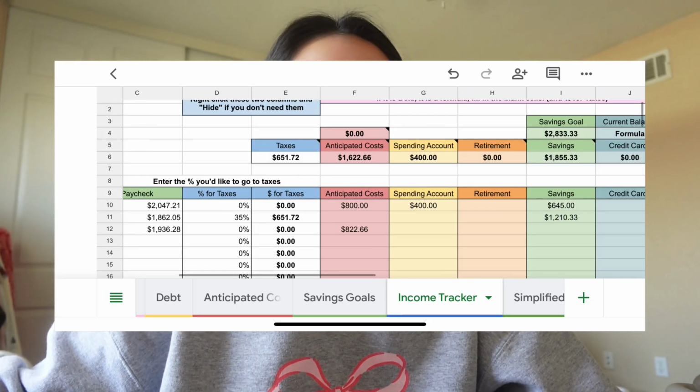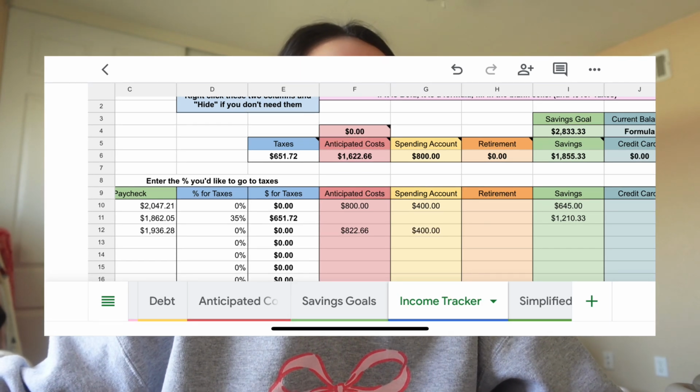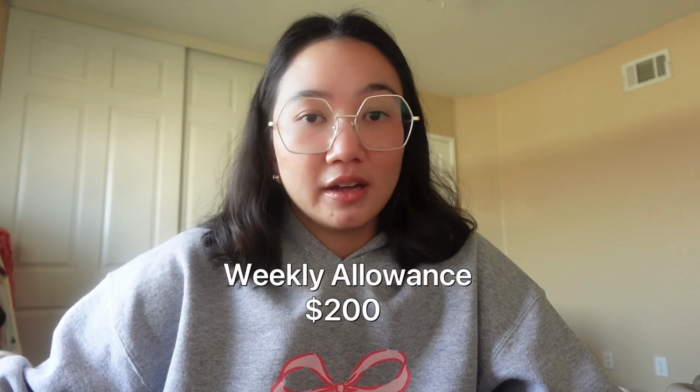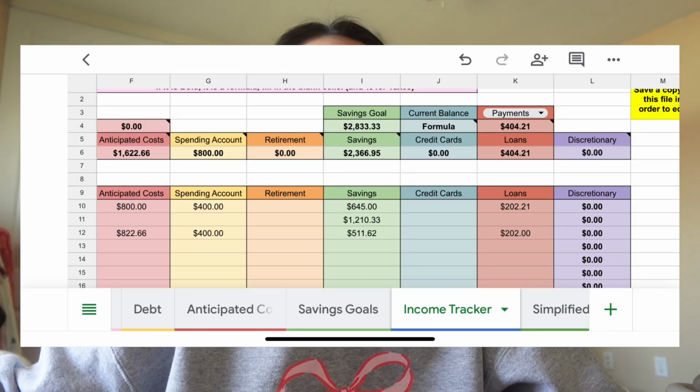And then, all right, let's see. I'm gonna put the rest of the money that I need for anticipated costs aside. That's $822.66. I'm gonna put $400 aside for spending because my weekly allowance is $200 every single week, which means I need $400 for my biweekly paycheck to continue being alive. And then we're gonna do $202 to finish up setting aside money for my car loan. And then the rest of that is gonna go to savings, which is $511.62. Looks good to me.